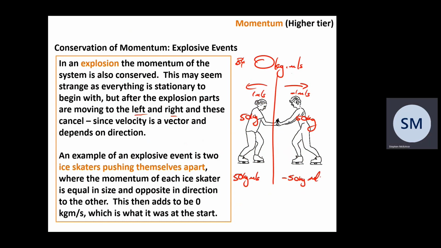the momentum of each of these will be the velocity times the mass. That will equal 50 kilogram meters per second and minus 50 kilogram meters per second. And when I add these two together, I get 0 kilogram meters per second. So the total momentum before is equal to the total momentum afterwards.